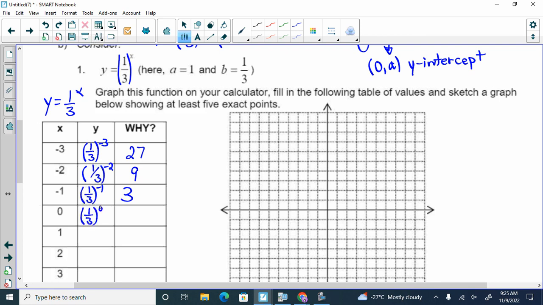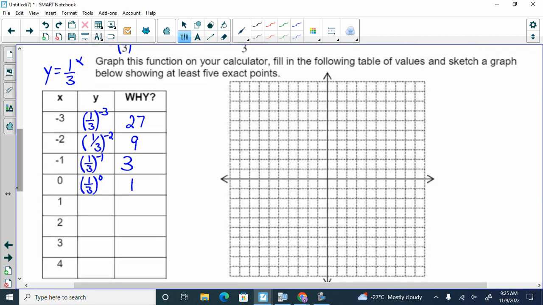I can't believe you guys aren't answering this quickly. Oh, sorry. 1. There we go. It's the steady answer previously, and then you guys dropped it off. Okay, and then we go 1/3 to the 1, which is a third. 1/3 to the 2, which is 1/9. 1/3 to the 3, 1/27, and then 1/3 to the 4, which is 1/81, which is really, really, really close to the x-axis. That's what it is. Okay?